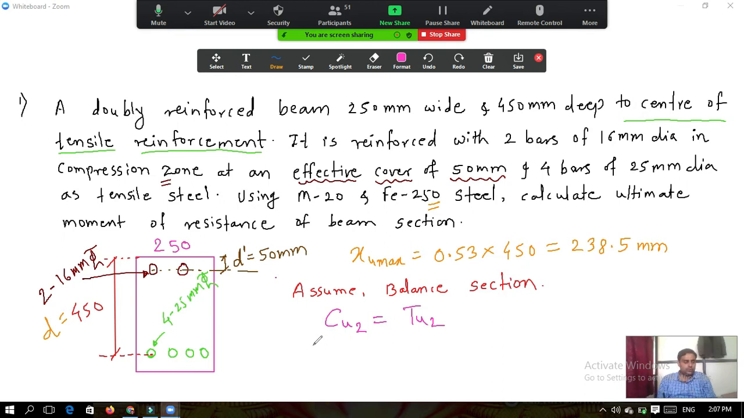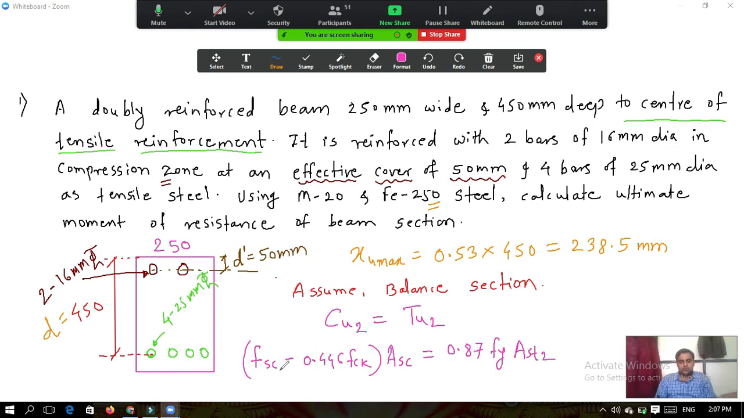So what is the formula for Cu2? Yesterday we have seen that (FSC, that is stress in steel in compression zone, minus 0.446 FCK) into ASC must be equal to Tu2, which is 0.87 Fy AST2. So this is the value of Tu2.